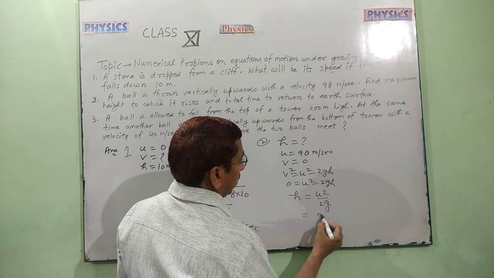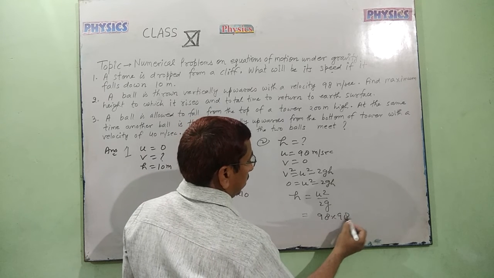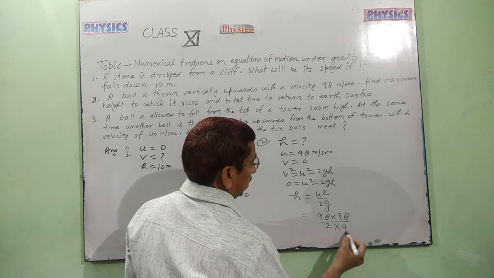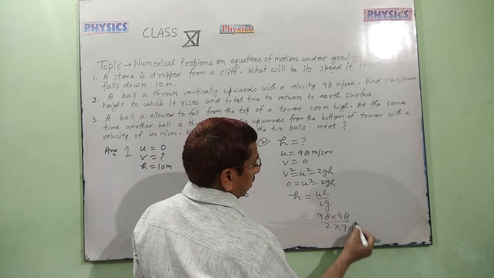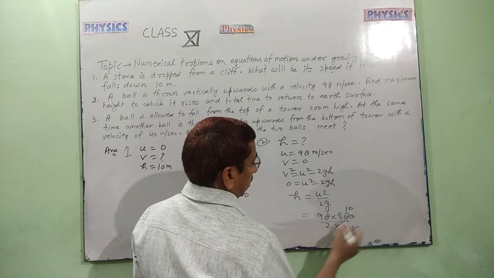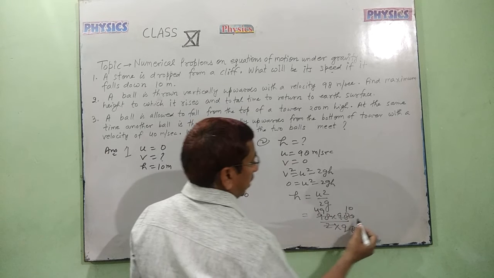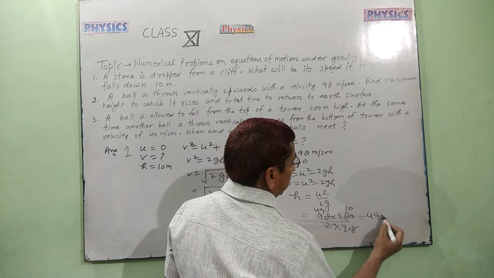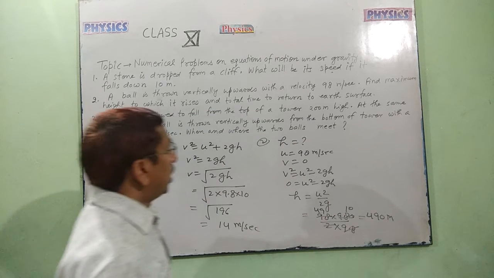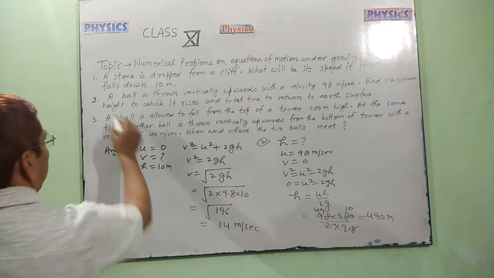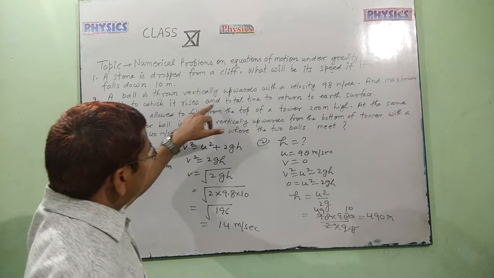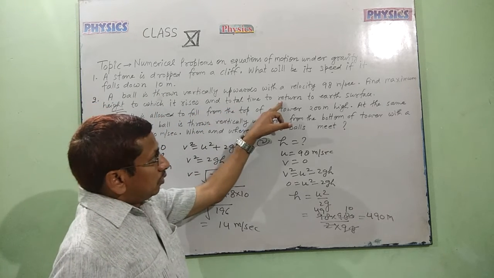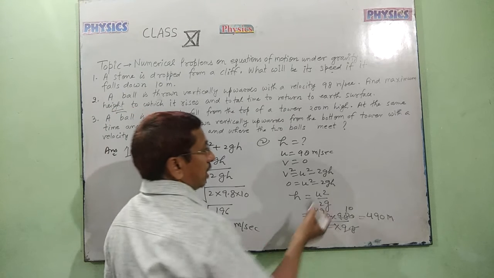u is 98, so 98 into 98 upon 2g, g is 9.8. So decimal cut, this is 49, so 490 meter. So height is 490, this one, and to which it rises, and total time to return to Earth's surface. We have to find out time also.